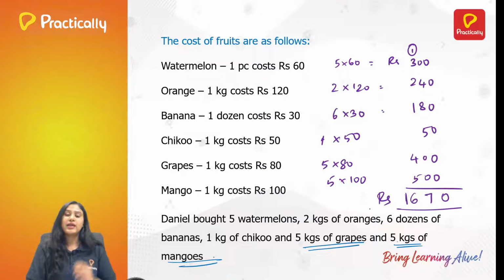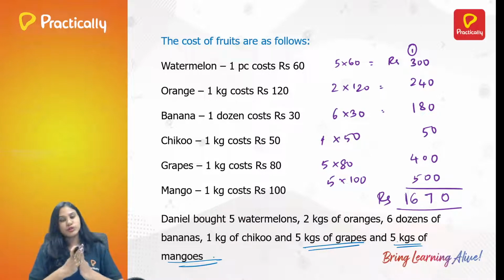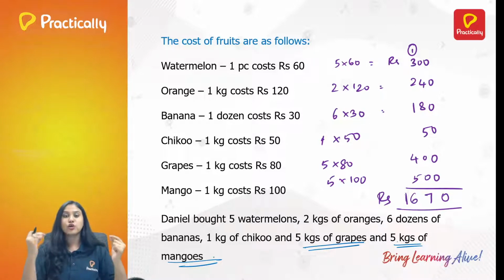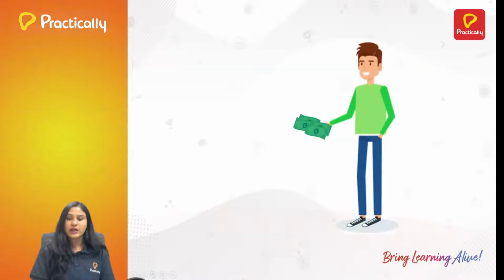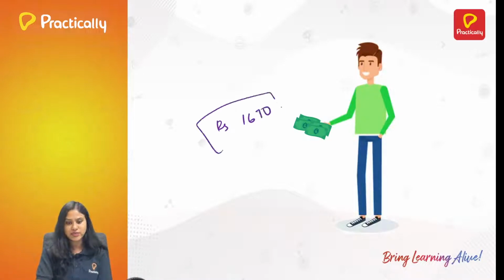So it costed him rupees 1670 to buy all the fruits. So can we say that the cost price of the fruits is rupees 1670? Of course we can tell, right? This is nothing but cost price of fruits. Right. Next. So yeah, he just wanted to know the cost price of fruits, that is rupees 1670.